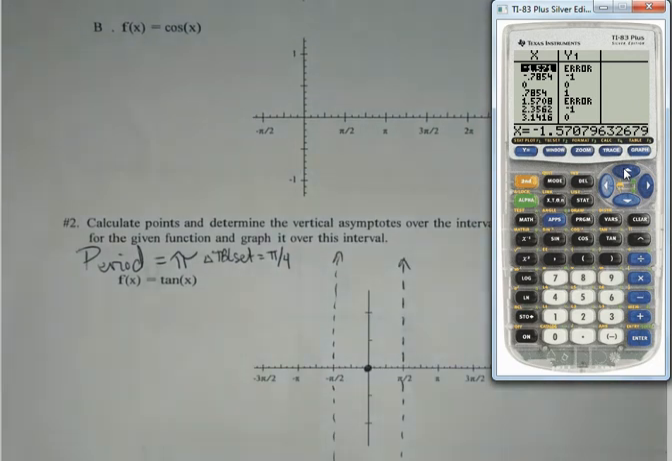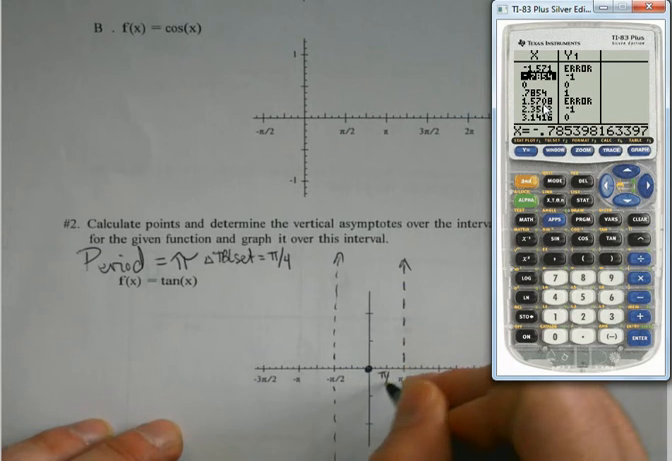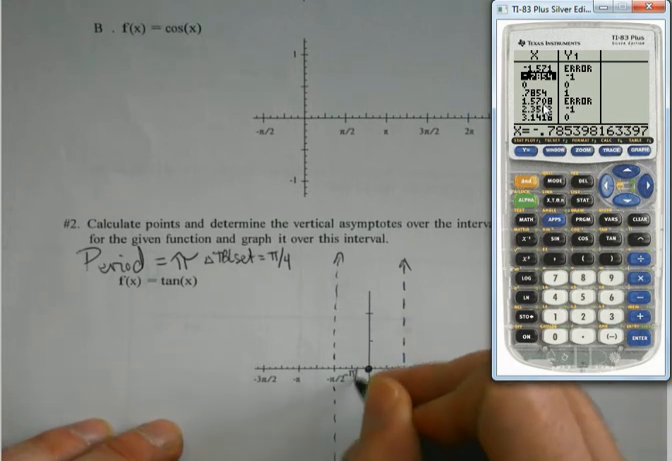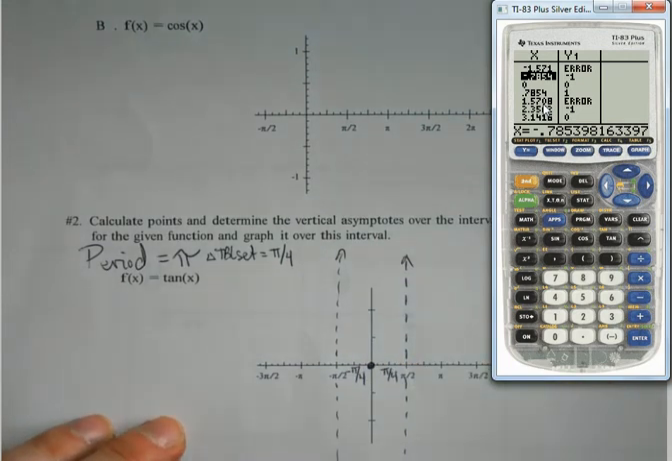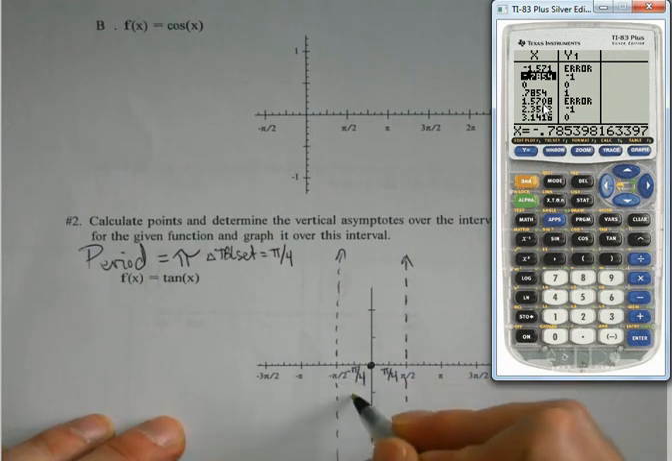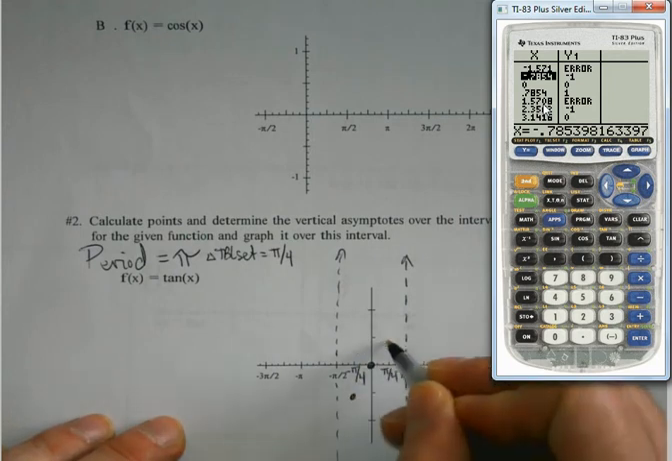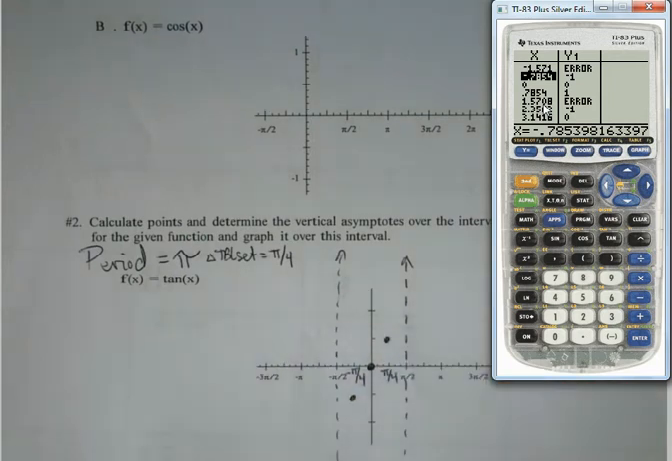So I've got this 0. Well, what are these other values? Well, since they're half of the 1.57, these are my pi over 4 values and my negative pi over 4 values. So at negative pi over 4, I'm at negative 1. And at pi over 4, I'm at 1.